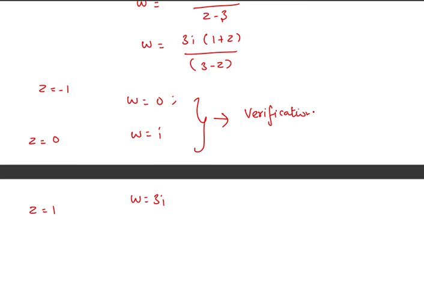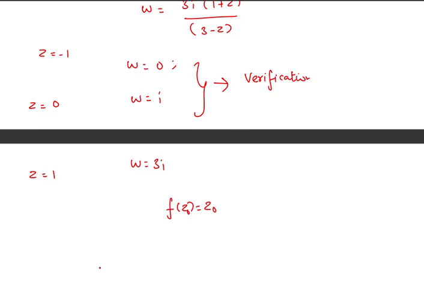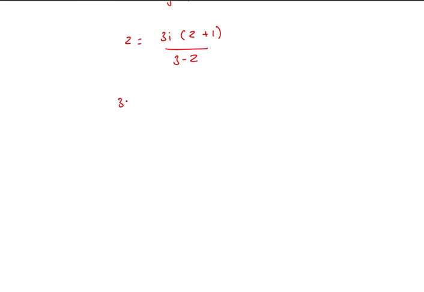Now I want to find the fixed points. What are the fixed points? f(z) equals z. Those points where f(z0) equals z0 we call fixed points or invariant points. So now I want to find them, with w equal to 3i(z plus 1) divided by (3 minus z). So we multiply: 3z minus z squared equals 3iz plus 3i.